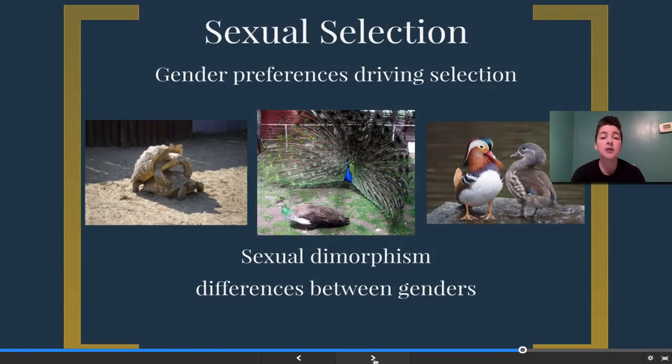Sexual selection is where gender preference is driving the selection. We have a couple of examples here where the male is trying to impress the female, such as the peacock. That male with the big, beautiful plumage is trying to impress the female in order to mate. Sexual dimorphism is when you have big differences between male and female. Sexual selection has arisen from this as females have chosen males that are significantly different, driving that selection.